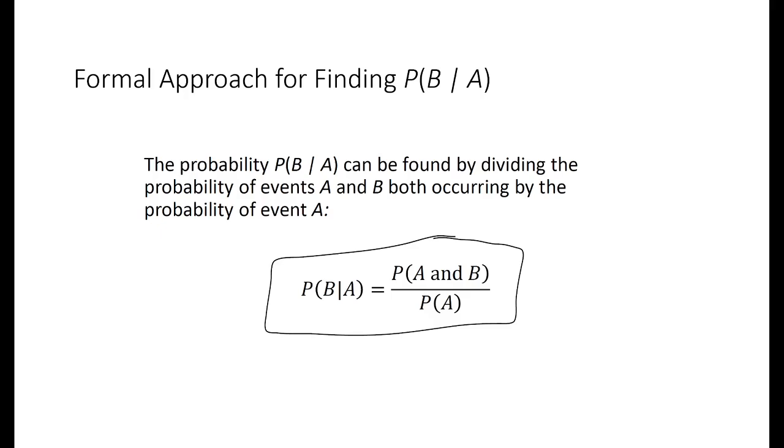What is the probability of finding B given that A has already happened? It can be found by finding the probability of A and B, which is the multiplication rule, divided by the probability of A. Make sure that the probability of A is non-zero. If it's zero, then we cannot use this formula.